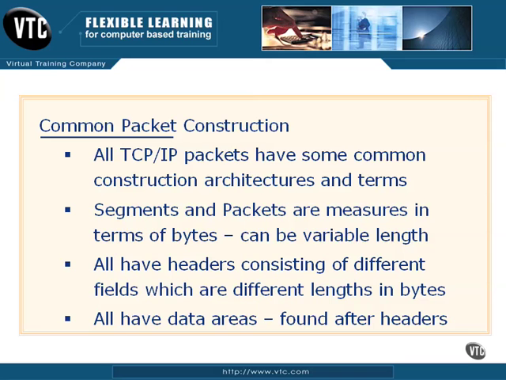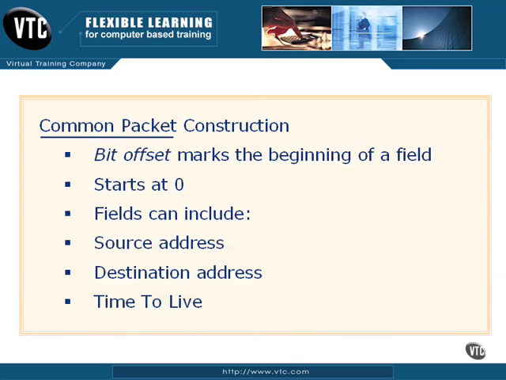Now, some headers will vary between different kinds of packets, such as a TCP segment will have different headers than an IP datagram, of course. They all have data areas, and these data areas come after all the headers. The headers are basically administrative overhead to get the data where it needs to go. Now, all packets and segments and so forth are measured in terms of bytes, and what you have is a bit offset, and that marks the beginning of the field. The entire packet or datagram or segment starts at 0. Of course, it does not start at 1.